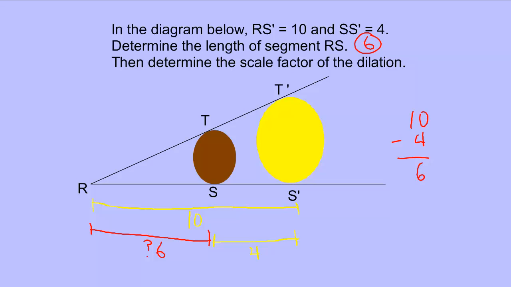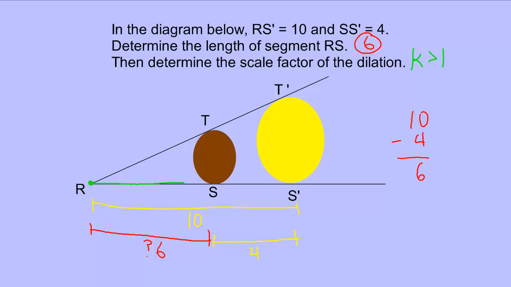Then determine the scale factor of the dilation. To calculate the scale factor here, we have to realize right off the bat, our scale factor has to be greater than 1 because this is an enlargement and not a reduction. To calculate the scale factor, you need to figure out, and we're always going to start from the center point, point R. Start from the center point for all these calculations.